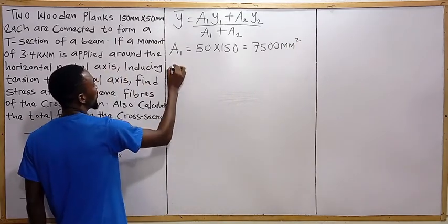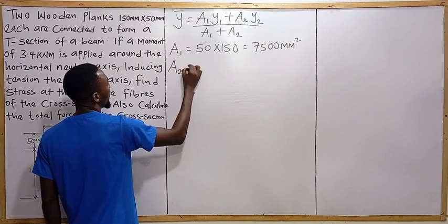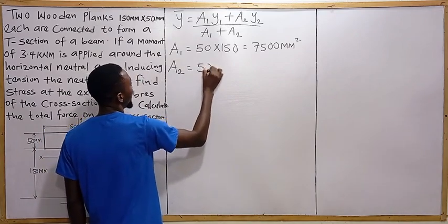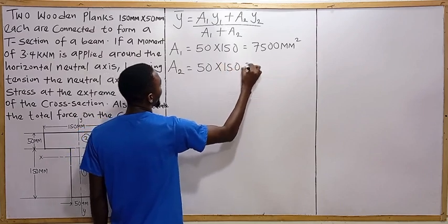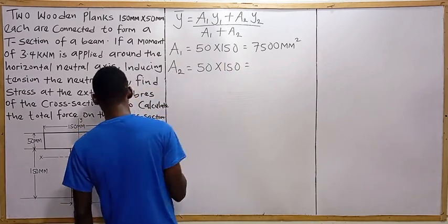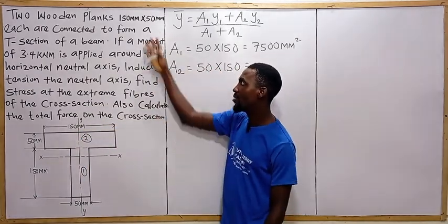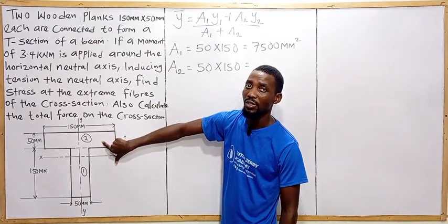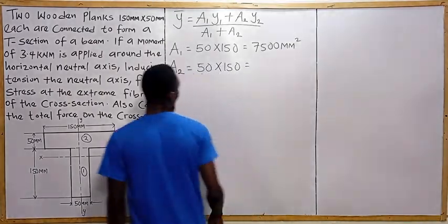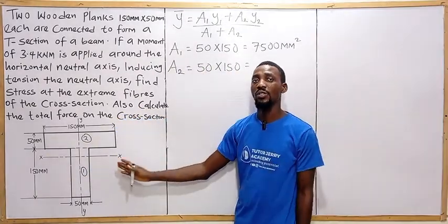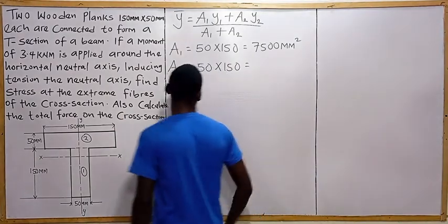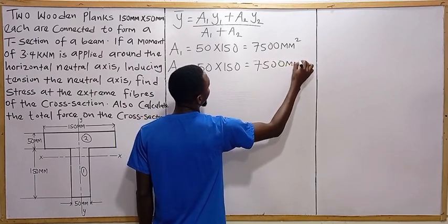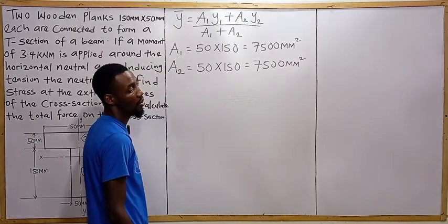All right, so let's go for the area of the second rectangle. This is going to be 50 multiplied by 150. In case you are just given the question only, you are going to be the one to draw the T section yourself. Take note of that. So here we still have 7,500 mm squared.